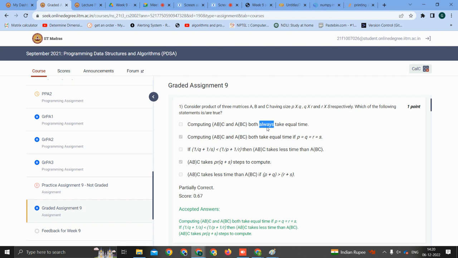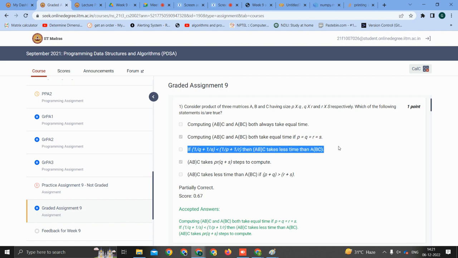So, Gokul, in the first one, when you say time, you mean computations? Correct, exactly. So computing A, B, C, and A both take equal time, exactly. This is the point we said: P, Q, R, and S are the same. Navika, got it?